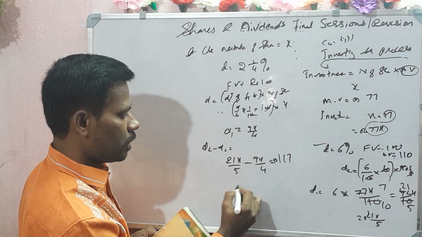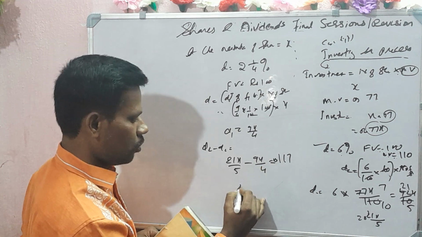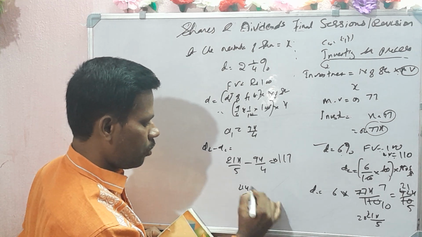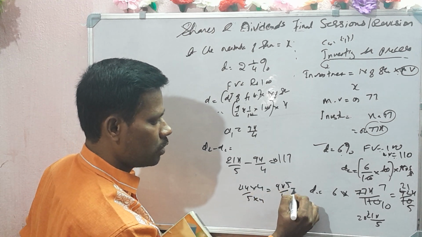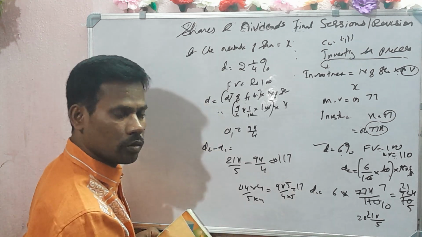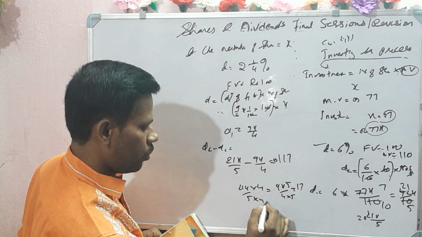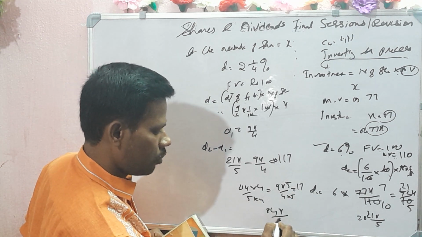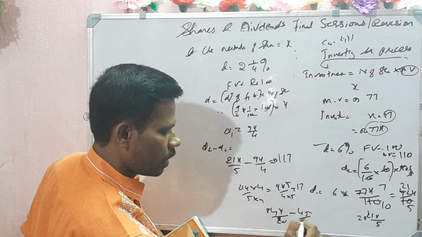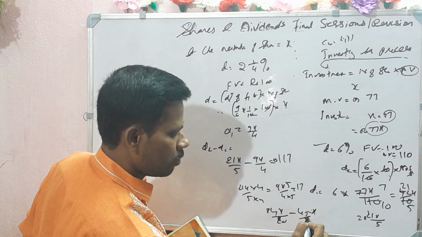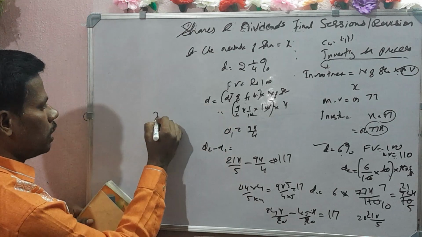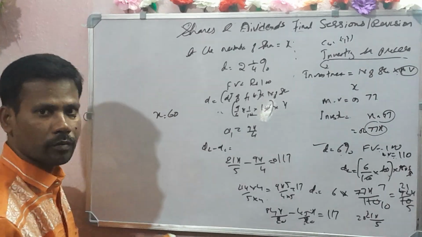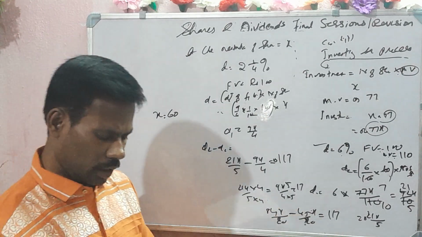So make the denominator same. So 21x by 5 into 4, here also into 4, 9x by 4 into 5 is equal to 117. So 4 ones are 4, 4 2s are 84x by 20 minus 9 5s are 45x by 20 is equal to 117. Simplify this, you will get the answer as 60. X value is 60. Next.